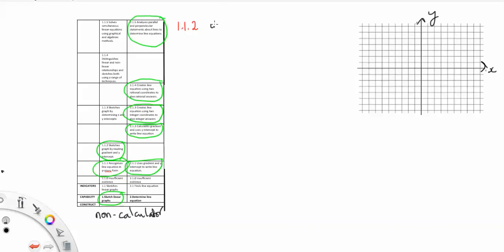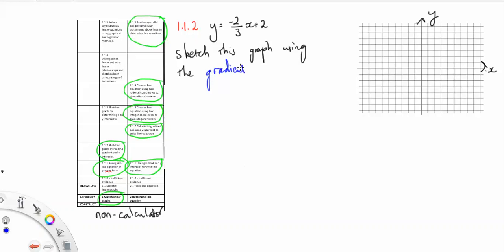So it might be something like y equals -2 on 3x plus 2. And it might say, sketch this graph using the gradient and y-intercept. So there are some keywords to look out for. Okay, sketch this graph using the gradient and y-intercept. So look for the y-intercept.